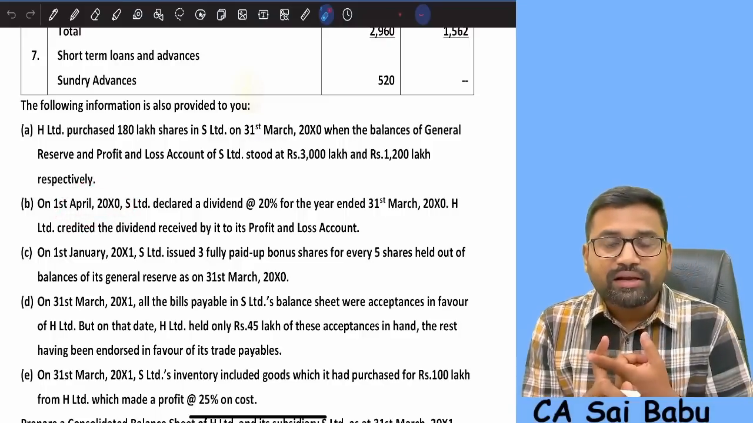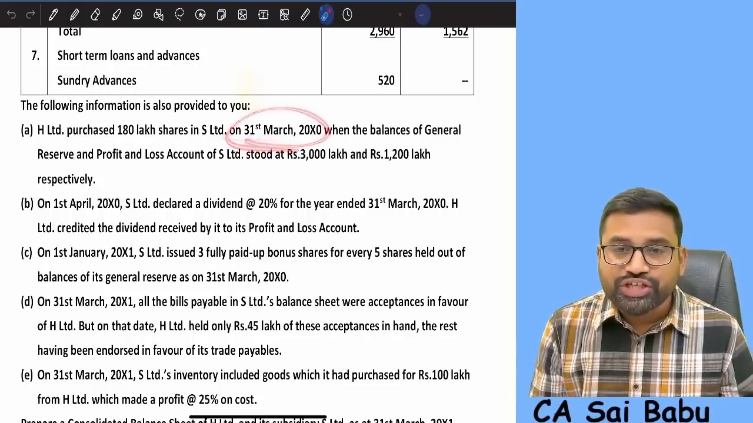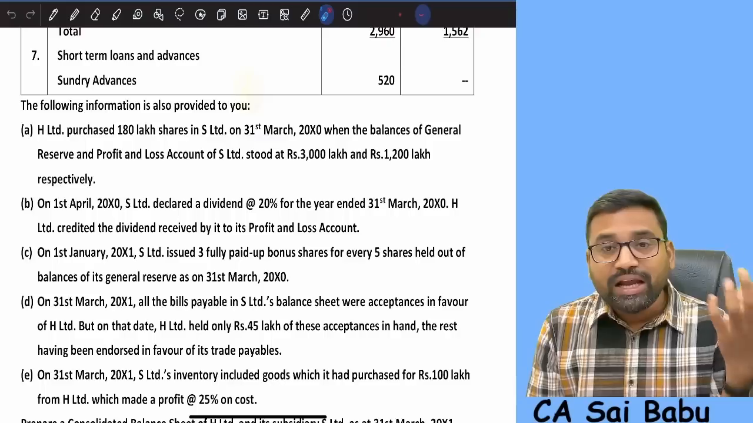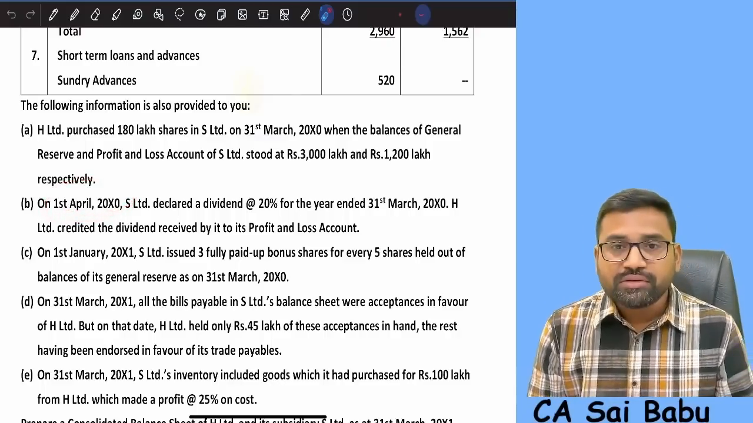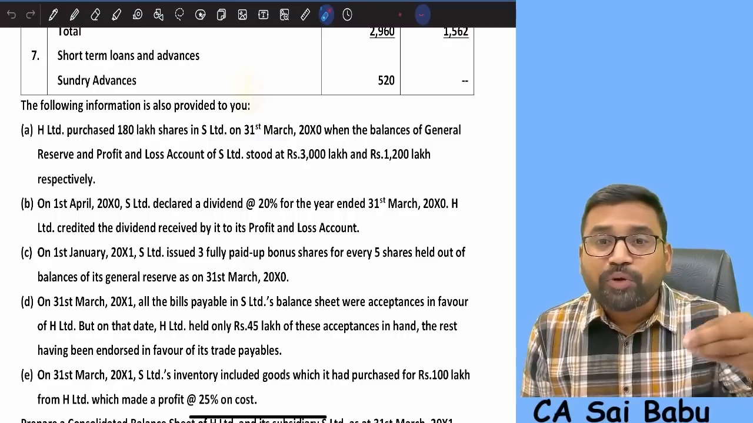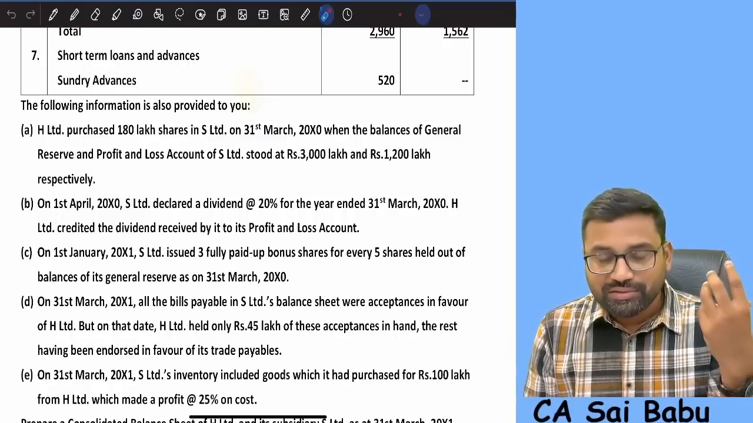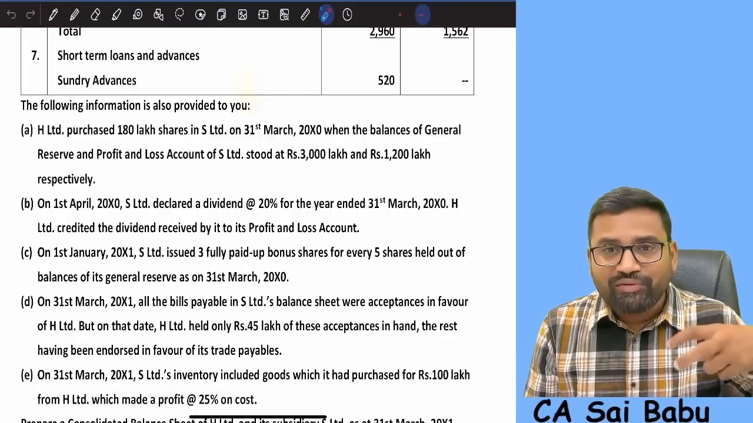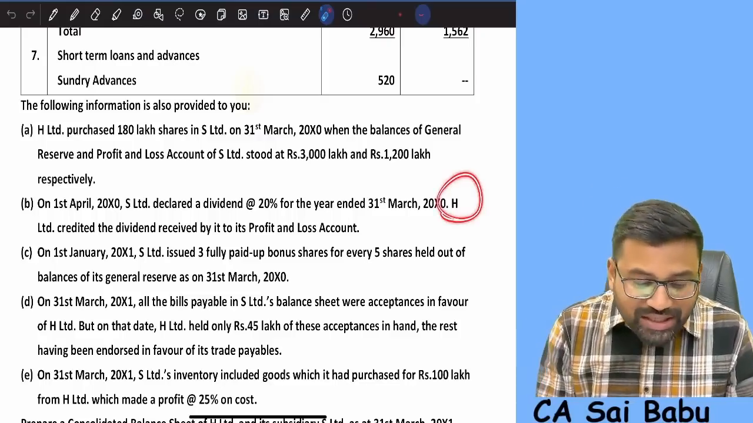Now tell me, sir, as a parent company, I acquired subsidiary on 31st March 2010. That means literally I don't have any shares in the last year. Relating to the last year, subsidiary company is giving dividend on 1st April 2010. So definitely which profits are they going to utilize to give me the dividend? Pre-acquisition profits. Now this pre-acquisition profits from where I have received the dividend, I need to adjust to my cost of investment. But what H Limited has done, see this.